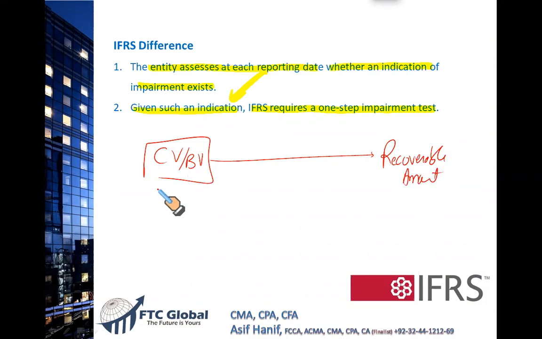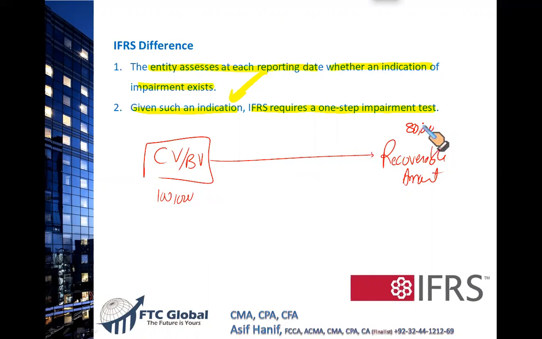Let's say the carrying value is $100,000 and the recoverable amount, I will let you know how we calculate it, is let's say 80. Carrying value or book value is 100,000. The recoverable amount is just 80. That is a clear indication that there is an impairment of $20,000 because book value is more than the recoverable amount of 80.